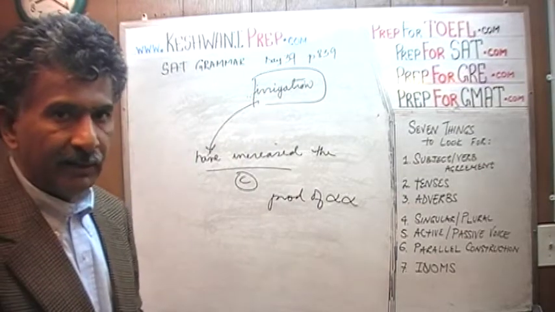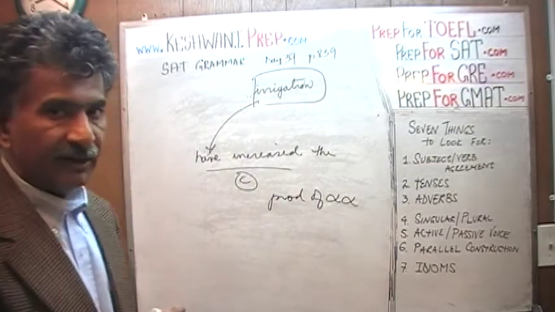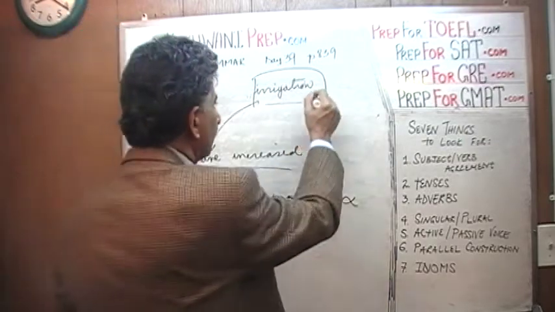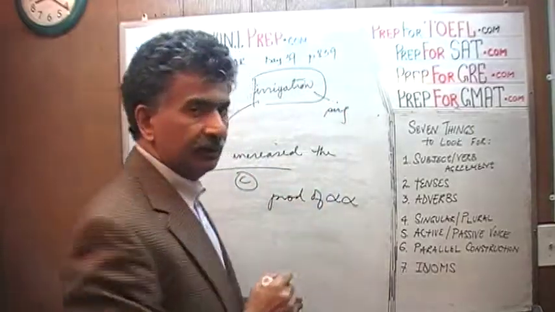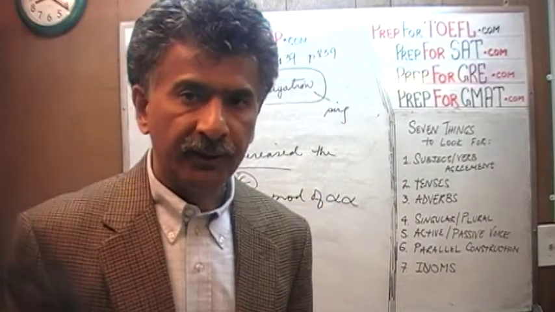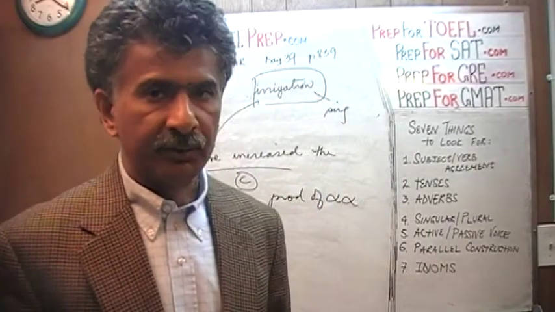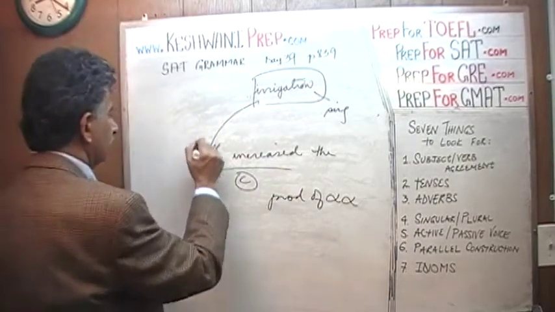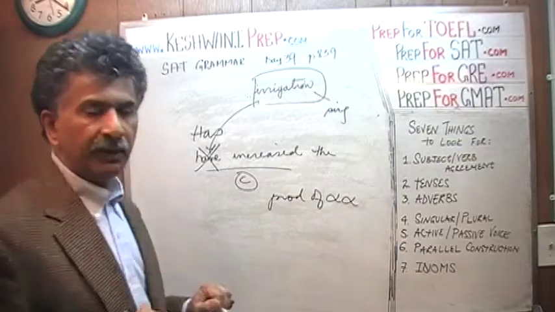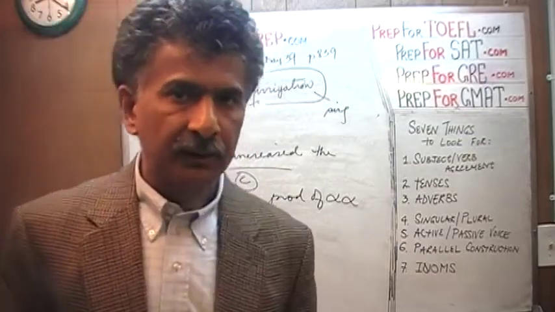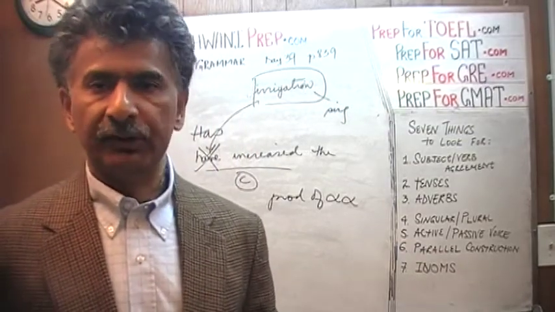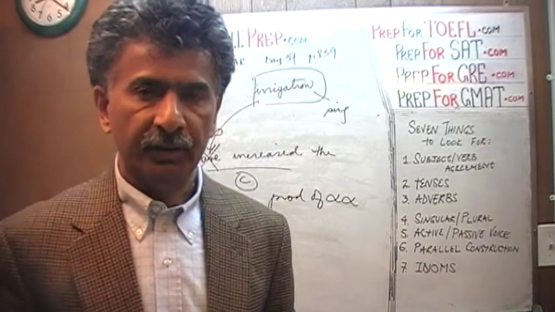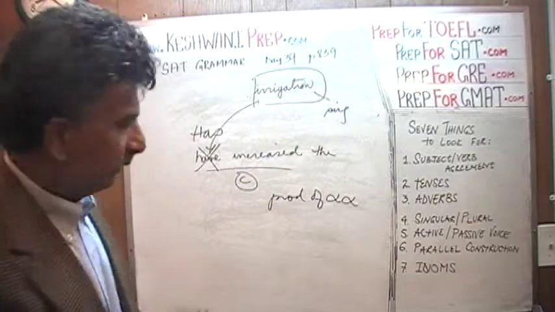What's the verb? The verb appears here. What it says is that irrigation have increased. Irrigation is singular. The use of irrigation, not have increased. The use of irrigation has increased. The use of irrigation in once arid region has increased, not have increased. Irrigation is singular. The subject of the sentence is irrigation, which is singular. Number 2.